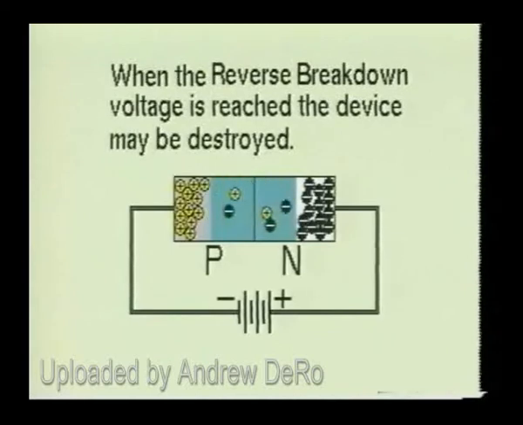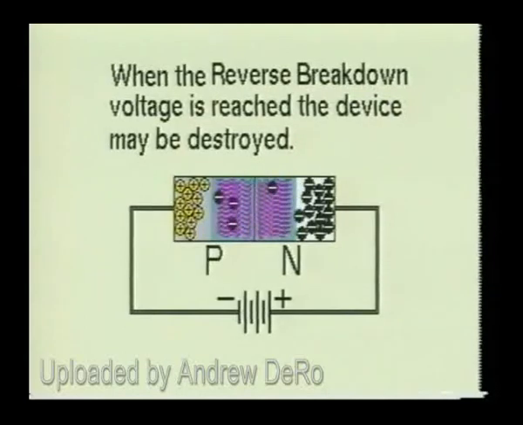There is, however, a limit to the amount of reverse current which may be applied to the PN junction. This limit is termed the reverse breakdown voltage. This voltage may range from a few volts to several thousand volts. When the reverse breakdown voltage is reached, the reverse current will increase at a rapid rate, which usually results in the device being destroyed.